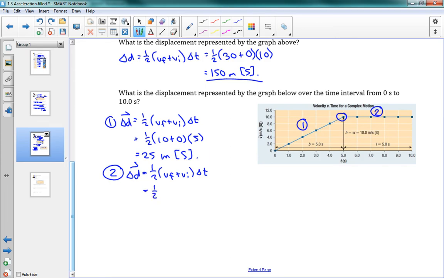We've got 1/2. VF is 10. VI is 10. So you see that by taking this 1/2 of 10 plus 10, basically what we're trying to do is we're trying to take the average of those two values. Same with up here, we were taking the average of the two values. The average of 10 and 10 is just 10. So 1/2 10 plus 10 times our time, which again is 5 seconds. So this ends up giving us 50 meters south.